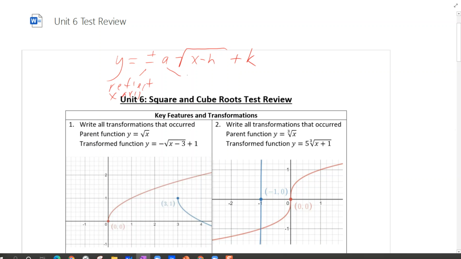A, if it's greater than 1, it's a stretch. If I multiply by 2, that makes it bigger. If a is between 0 and 1, regardless of the sign, if it's a half, multiplying by a half makes it smaller: a compression or shrink.